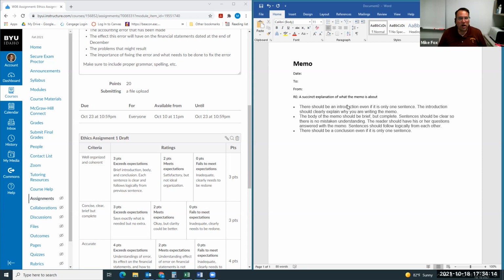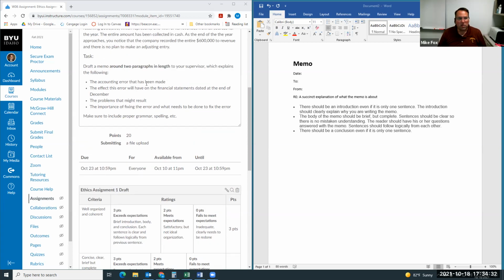And then when you write one, it should still follow basic rules of English writing, where there's an introduction, usually 1 or 2 sentences that clearly explains why you're writing the memo. And then the body, which would be brief, but would spell out these items, right? The accounting error that's been made, the effect this will have on the financial statements dated year end, the problems that might result, and the importance of fixing the error. If you just did a sentence for each of those bullet points, that would be 4 sentences right there. Most likely, some of these will take a couple more sentences. If you were organizing this into 2 paragraphs, you would probably organize them around the nature of the error and the effect of the error, and then a second paragraph which explains the problems that could cause and the importance of fixing them. But I'll let you decide how you want to break that out.